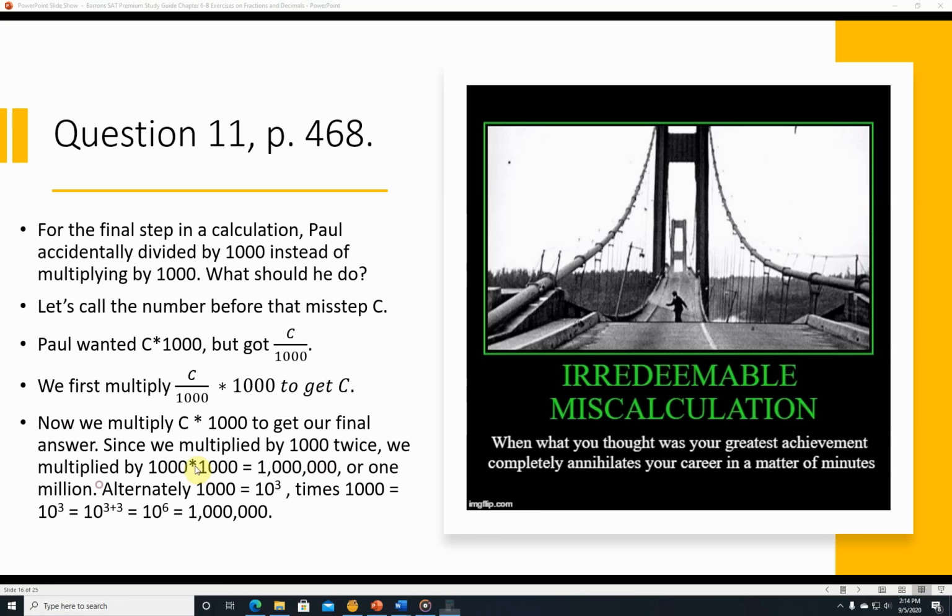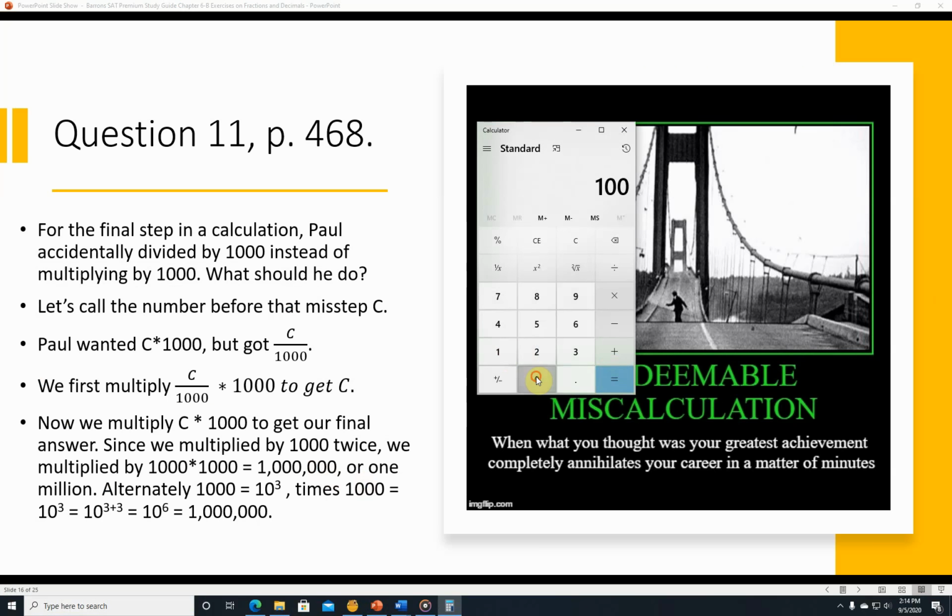If you don't believe me, fine, I'll get the calculator out. So here's 1,000 times 1,000. Okay, that's 1,000,000. So another way you could do it if you like to work with exponents is, 1,000 is 10 to the 3 times 1,000, which is also 10 to the 3, and you just go 10 to the 3 times 10 to the 3, which is going to be 10 to the 3 plus 3, which is 10 to the 6, which is 1,000,000.